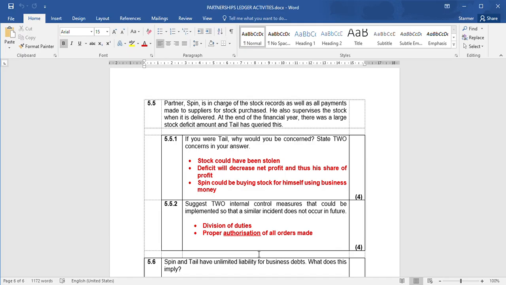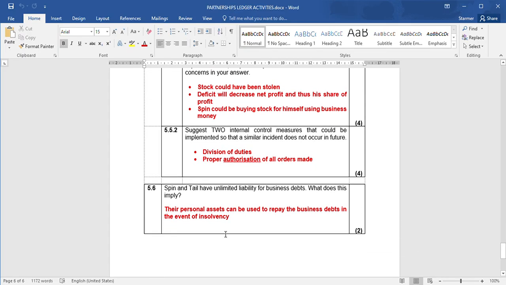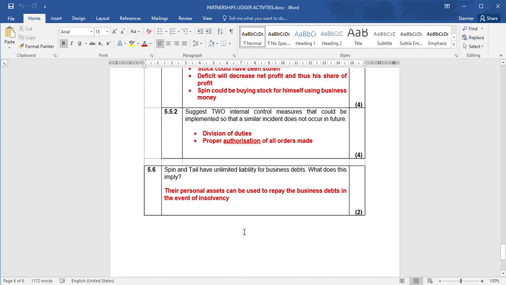And then Tail and Spin have unlimited liability for business debts. What does this imply? It means their personal assets can be used to repay business debts in the event of insolvency. So their personal assets are not protected. If the business is declared insolvent, they're going to lose their own assets.